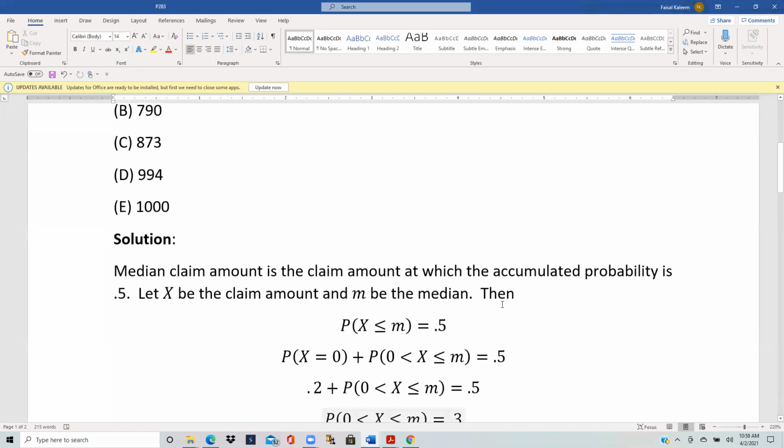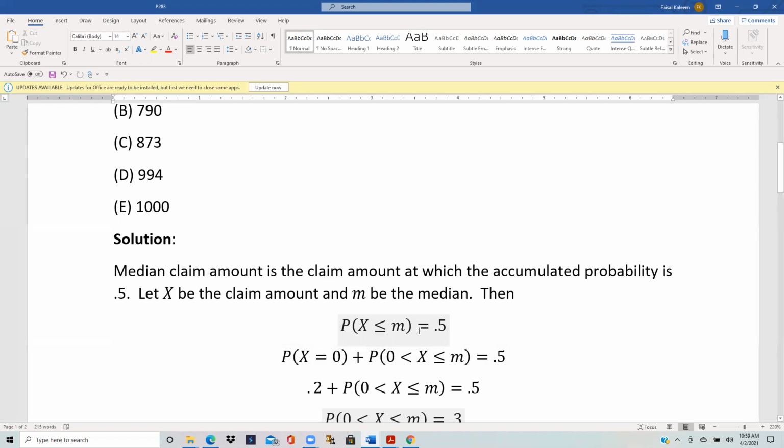So we know that the median claim amount is the claim amount at which the cumulative probability is 0.5. So if x is the claim amount and m is the median, then probability x less than or equal to the median is equal to 0.5. Now, probability x less than or equal to m is equal to probability x is equal to 0 plus probability x greater than 0 and less than or equal to m. So x is the claim amount, which of course cannot be negative.